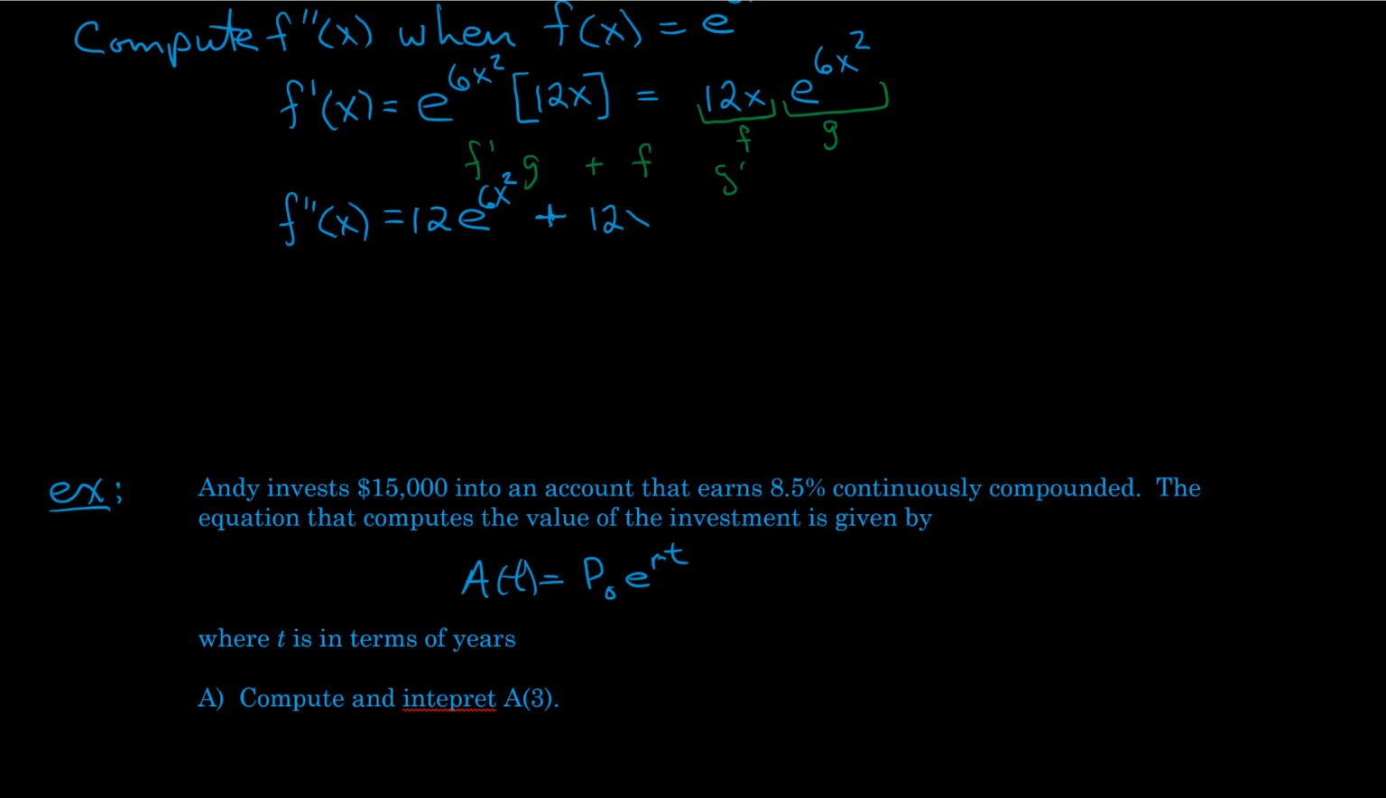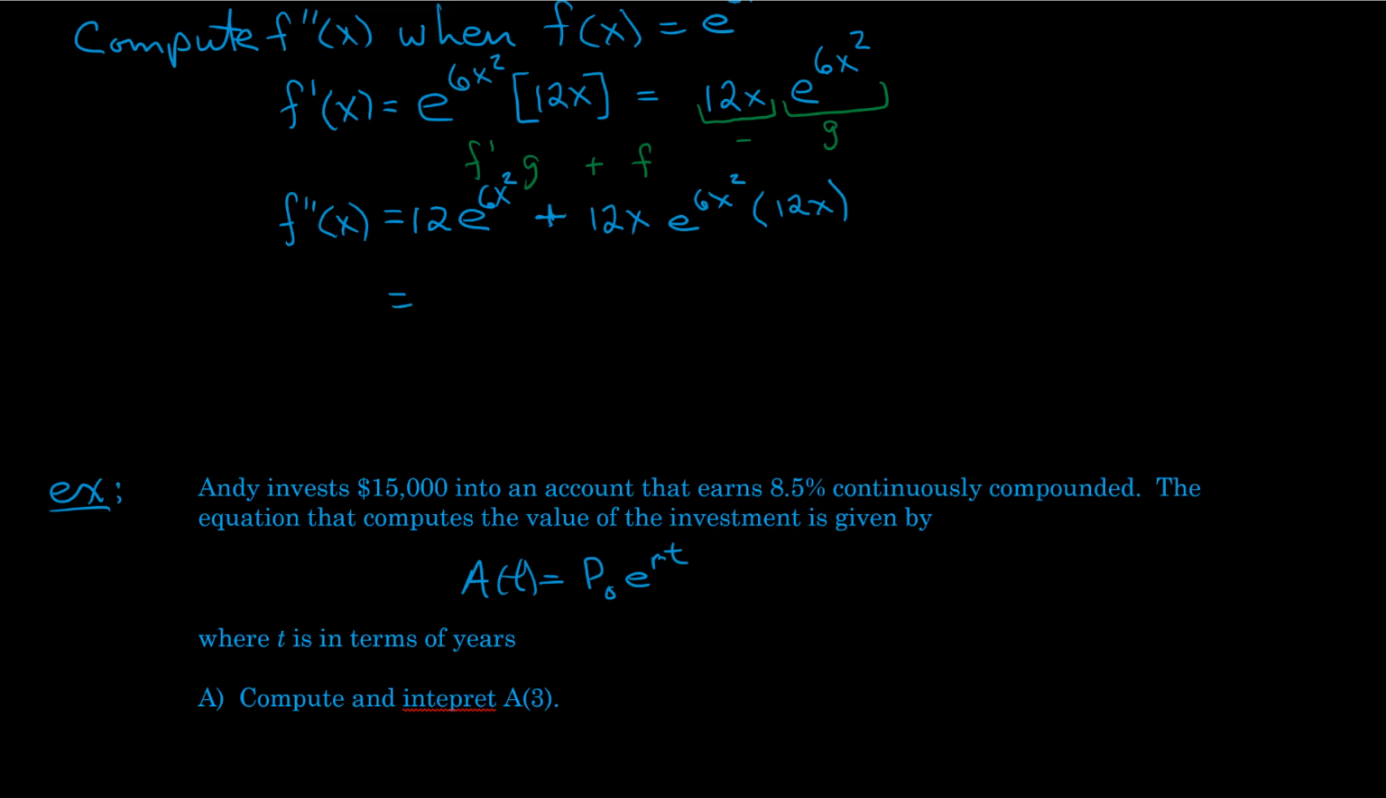Copy down this 12x. Then for the g prime, that's a chain rule. We're going to have e to the 6x squared. Remember, we're first just taking the derivative of e, which just gives us back what we started with. I'll put this 2 up here so it really is obvious it's in the exponent. Then we take the derivative of the exponent. The derivative of 6x squared is 12x. Well, that's kind of a mess that way.